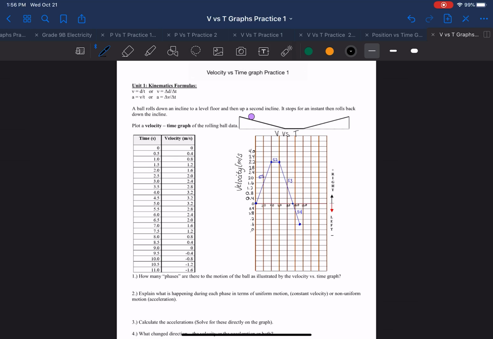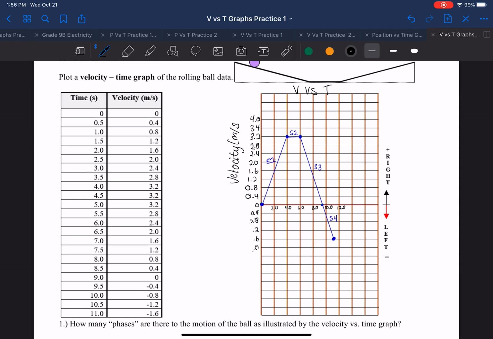So this first question here is: a ball rolls down an incline to a floor, then up a second incline. It stops for an instant, then rolls back down the incline. This question gives you a bunch of table values that you must plot into this graph. After plotting it into the graph, you'll get lines like this.